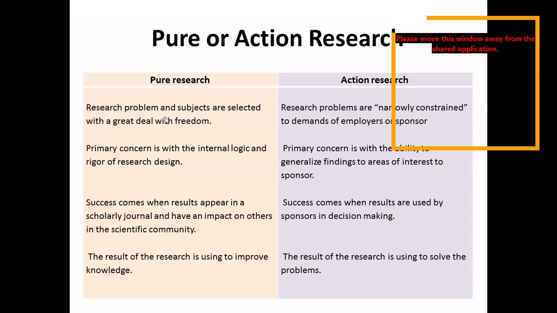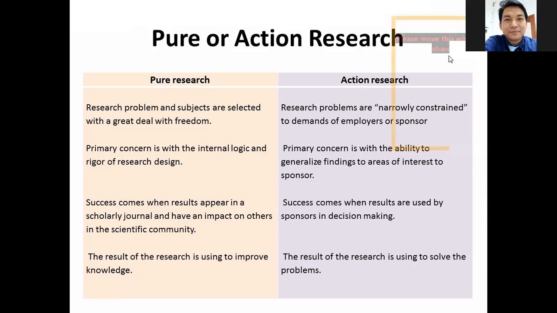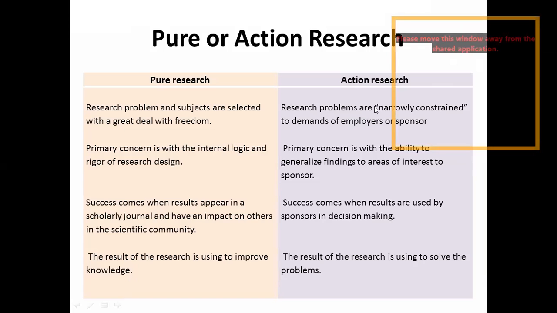Research problem and subject: for pure research, the problem and subject are selected with a great deal of freedom. Okay, so you have your own choice. You can choose whatever you like to do this kind of research. And action research is narrowly constrained. It means that it's not broad. It demands that you certify. You do this research in order to satisfy your employer or your sponsor, or, for example, you do it in order to graduate from your master program.